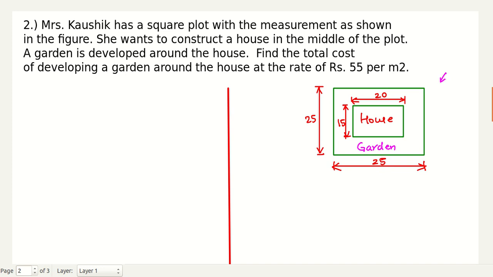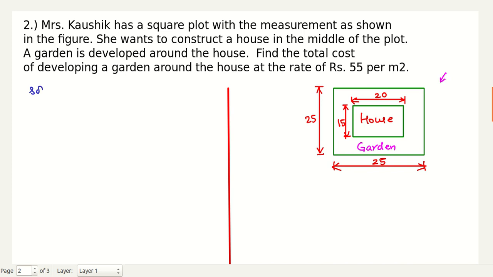Okay. So the dimensions of the house are given, the dimension of the entire plot is given, and it is also given that she wants to construct the house in the middle of the plot, and around the house there is a garden. Now the cost of developing the garden is given per meter square. Therefore we will have to find the total cost by finding the area of the garden first and then multiplying it with the cost of developing the garden per meter square. Okay, so let's start solving the problem.